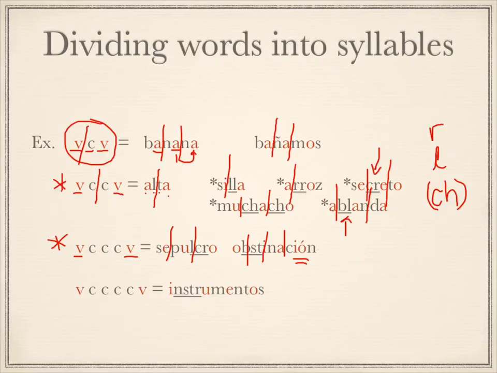Looking at an example, we have a vowel, four consonants in the middle. We're going to split it right in the middle. Kind of like in instrumentos. So we have I-N-S-T-R-U. We have I-N-S. We're going to split it right there. Ins, tru, men, tos. And this is how you do it. And with a little practice, you will get better.